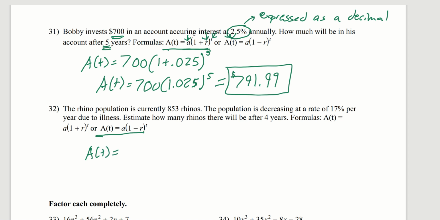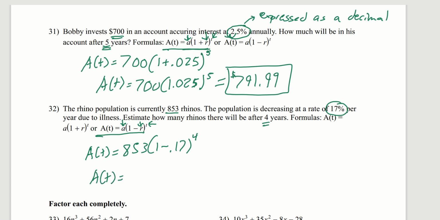A of t equals lowercase a, which is our starting amount, which is 853 rhinos, and then 1 minus our rate here. Our rate is 17%. As a decimal, that is 0.17. And then all to the power of t, the amount of time that's elapsed. In this case, they're asking for what the rhino population would be after 4 years. So I'll go ahead and simplify this here.